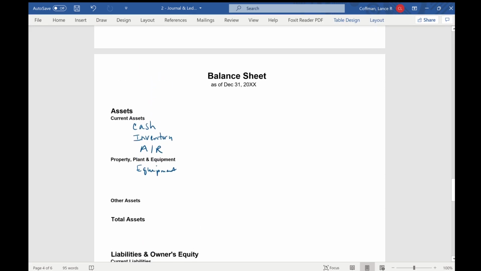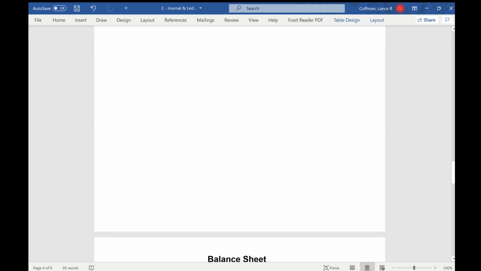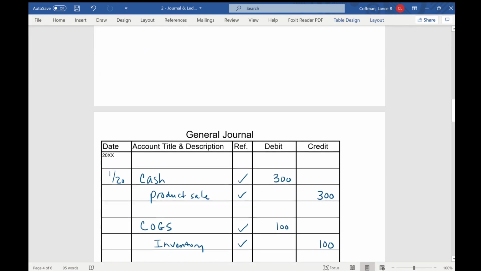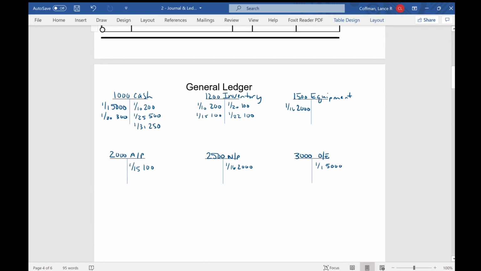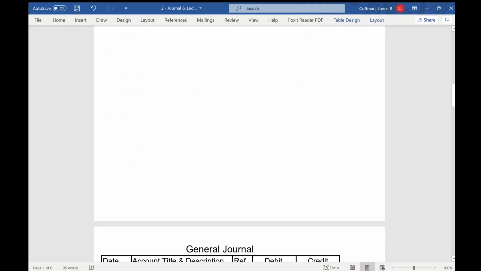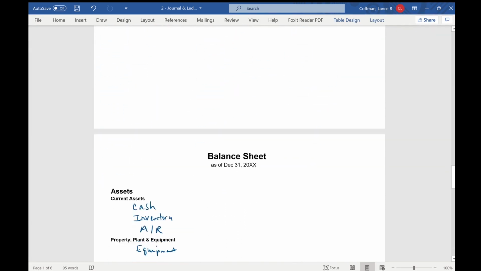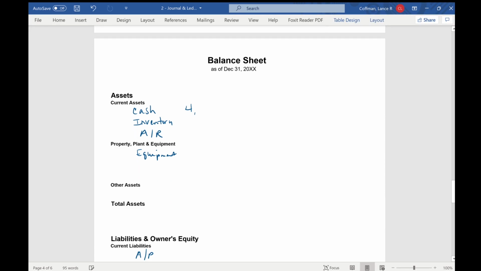So to get the numbers for this, and remembering that the balance sheet is always at a specific point in time, we're going to go back up and look at the general ledger cash account. And if we look at this, we see that there's $5,300 in cash that's been put into the business and $950 that's been taken out. So that difference is $4,350. We're going to go back down to the balance sheet and transfer that amount.